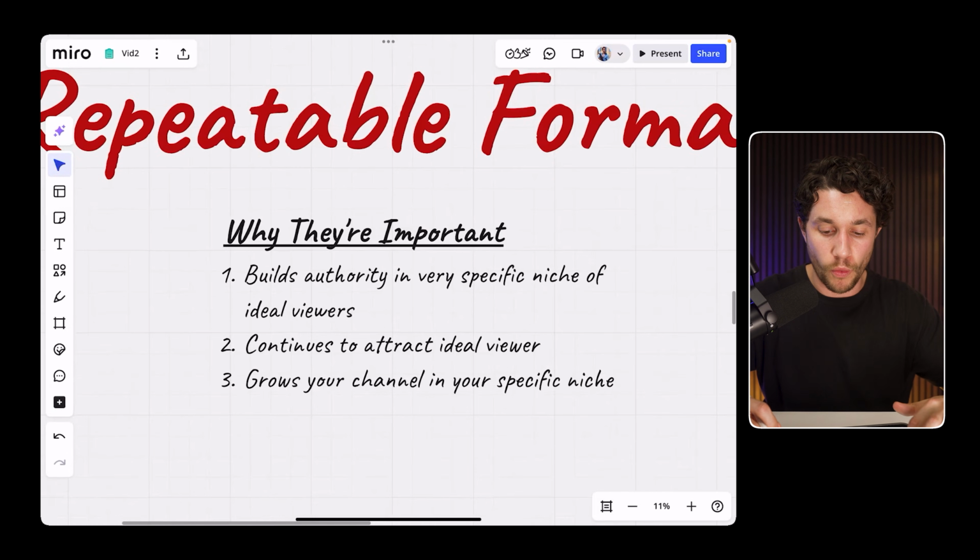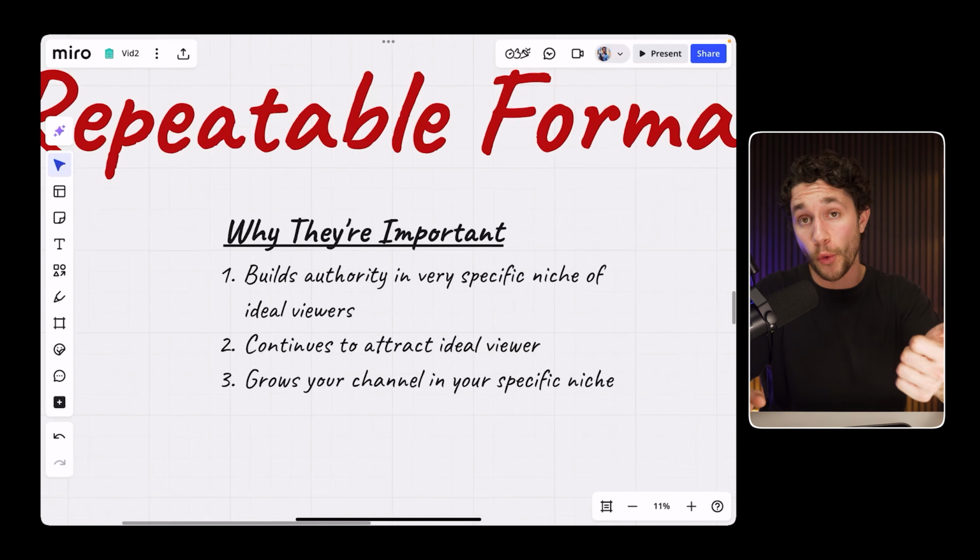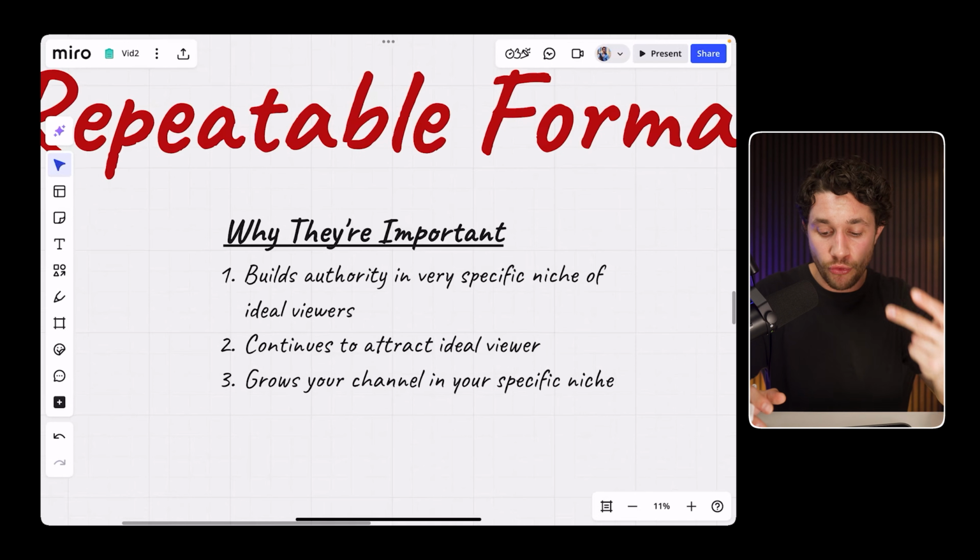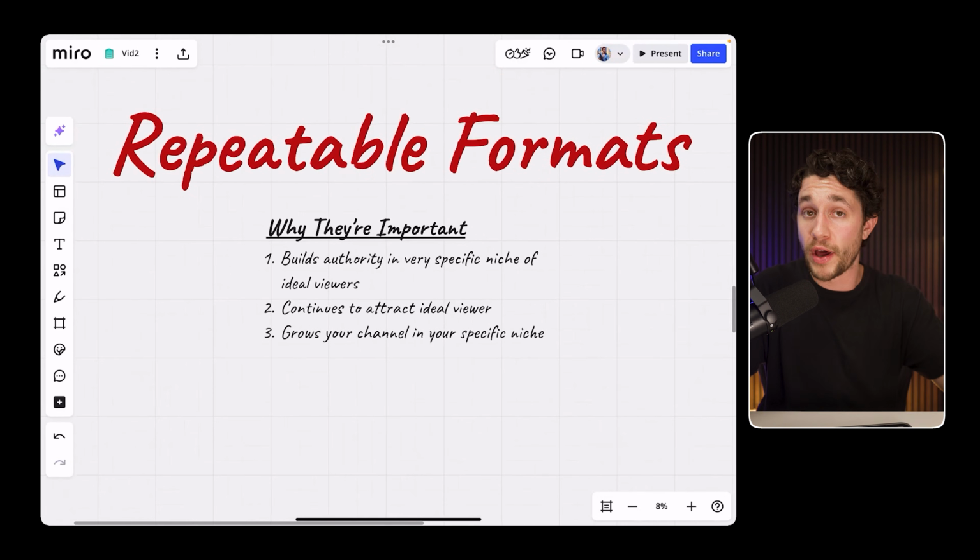But regardless of who you are, if you're using repeatable formats, you're going to find success on the platform, and that's a big thing. So why are repeatable formats important? They build authority in a very specific niche of ideal viewers. They continue to attract the ideal viewer, and they grow your channel in a specific niche, which is very important as a business. But the question is, what is a repeatable format?